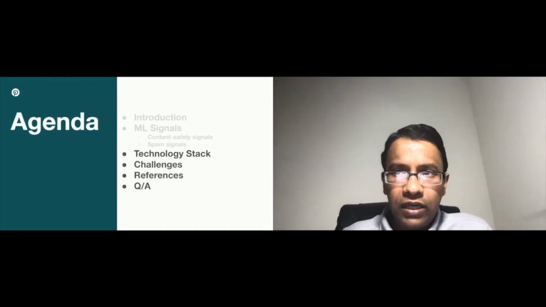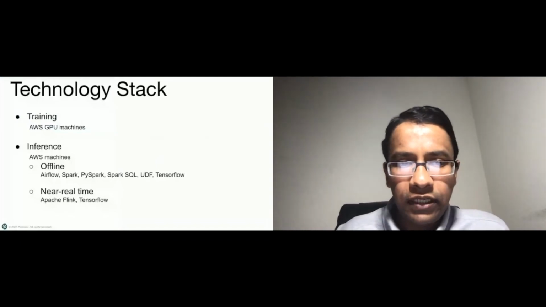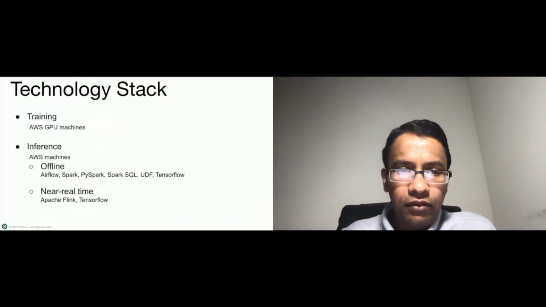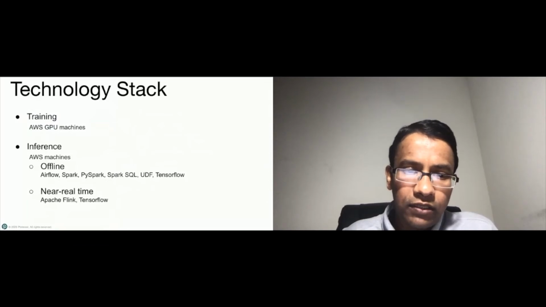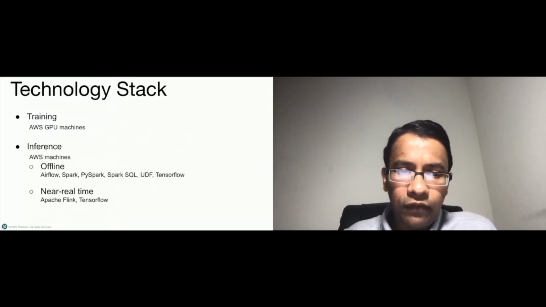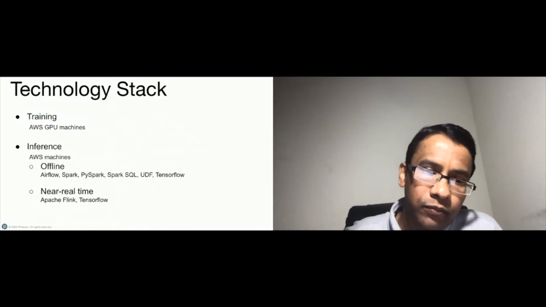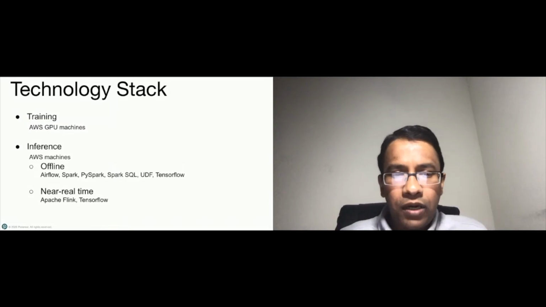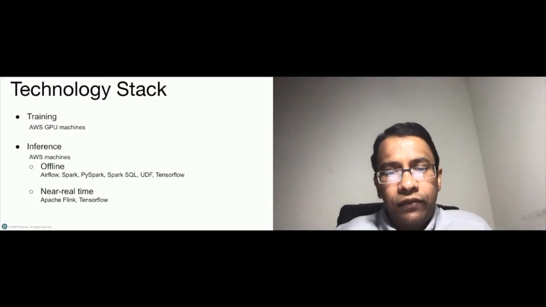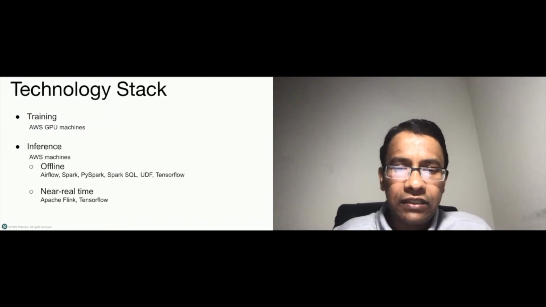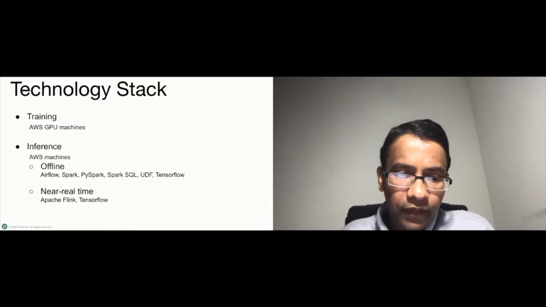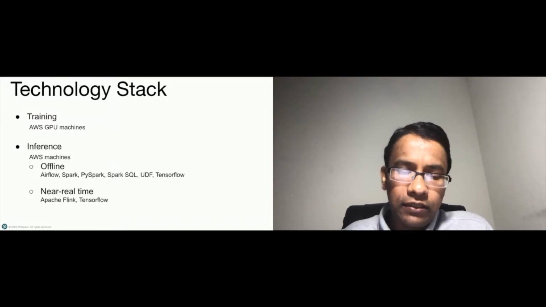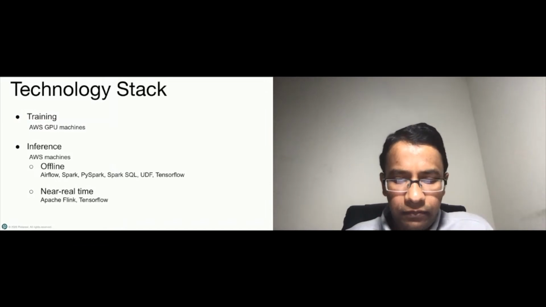Let's take a look at what technology stack we use. For training, we mostly use AWS GPU machines, and for inference we also use AWS machines. For the offline setting, we have an Airflow-based workflow that runs most of the offline jobs. We use the whole Spark stack, PySpark, for inference, supported by UDF and the TensorFlow Java inference library. For near real time, we still use TensorFlow for inference, but we use Apache Flink as a streaming platform.